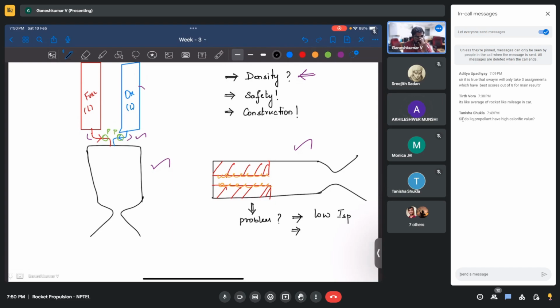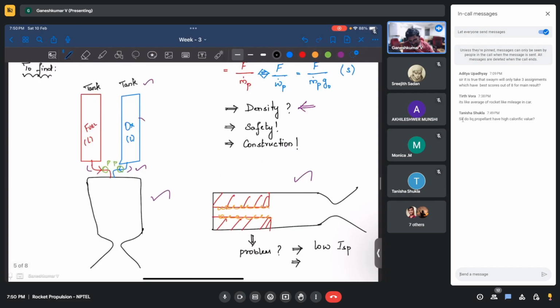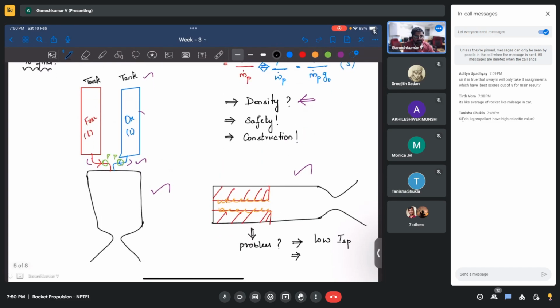Cryogenic is not solid propellant. See, cryogenic is actually liquid propellant engines. Cryogenic is liquid hydrogen and liquid oxygen, LH2 and LOX. This is the cryogenic propellant. The hydrogen and oxygen will be liquid only at cryogenic temperatures, like 20 Kelvin and 80 Kelvin. Hydrogen and oxygen, you cannot have in liquid form above that. So cryogenic is actually a liquid propellant engine.